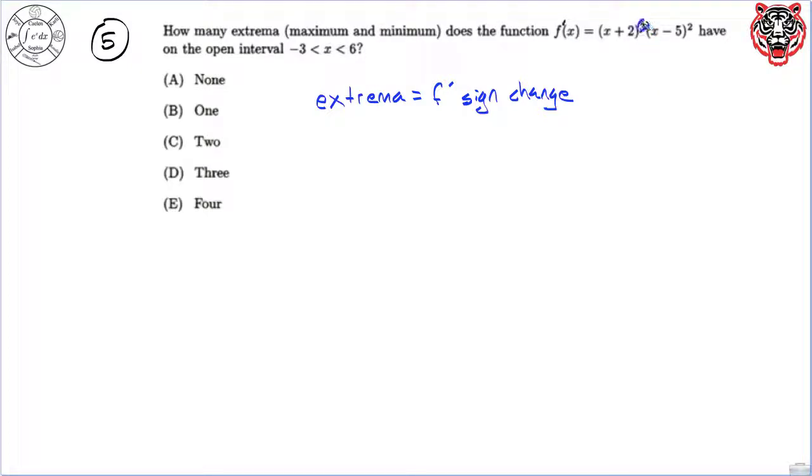odd power? So I have an odd power there, but an even power there, so don't worry about it. And what is the x value that will make this 0? That is x equals -2. There's only one value that will make our function have a relative extrema. So correct answer is B.